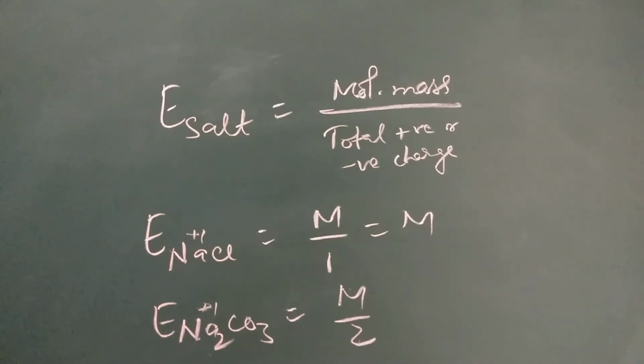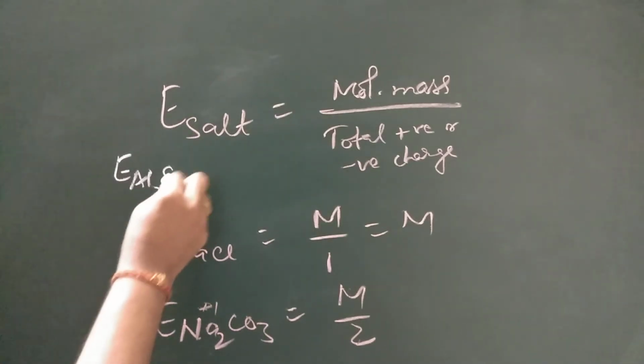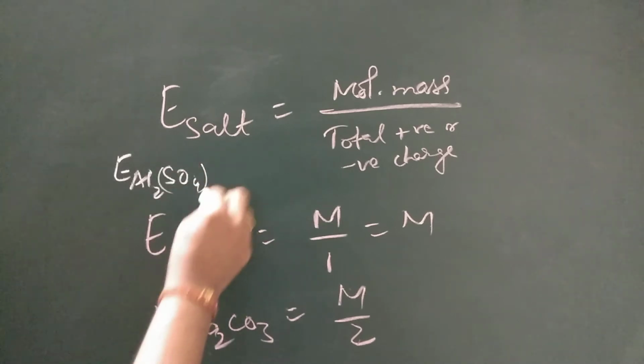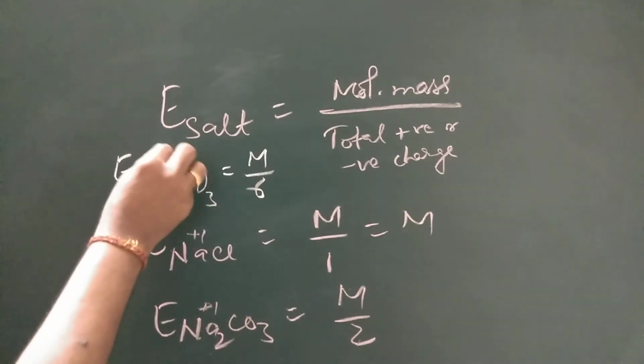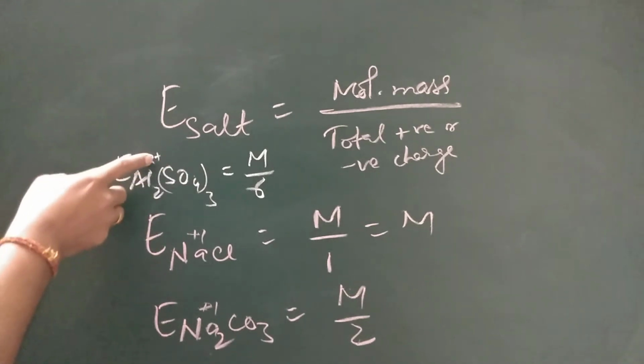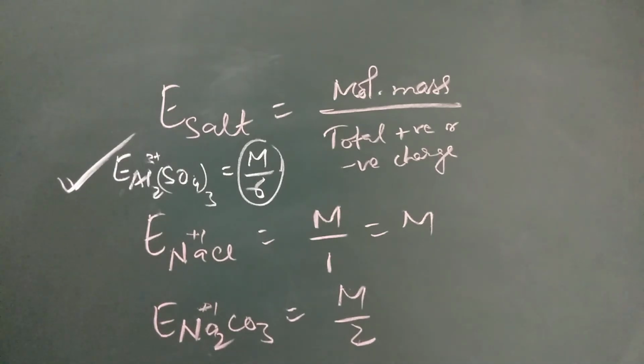If you want to find the equivalent weight of, suppose, aluminum sulfate, Al2(SO4)3, then if you see the total positive charge, it will be 6. Aluminum has a 3 plus charge, and there are 2 aluminum ions, so 3 times 2 is 6, that is M by 6. So keep this in mind: the equivalent weight of aluminum sulfate is M by 6.